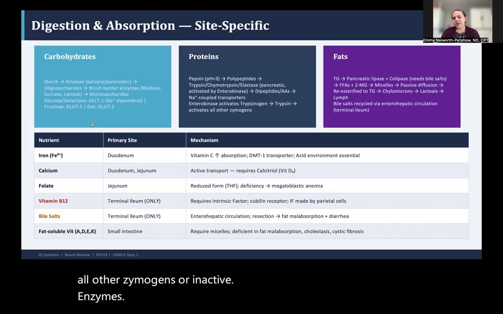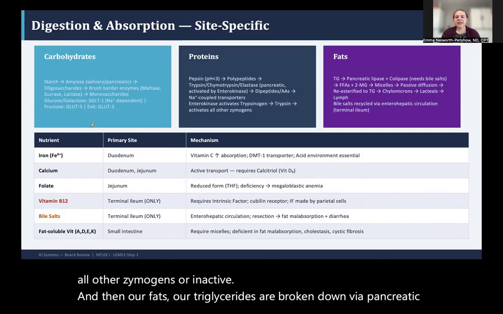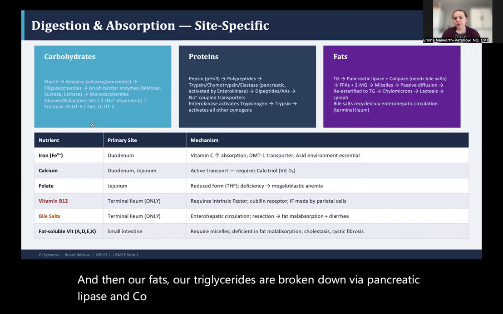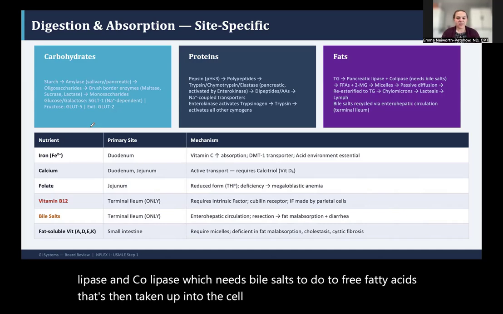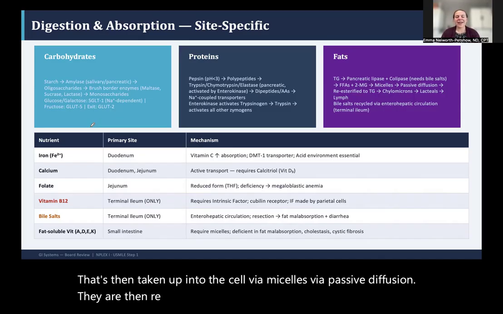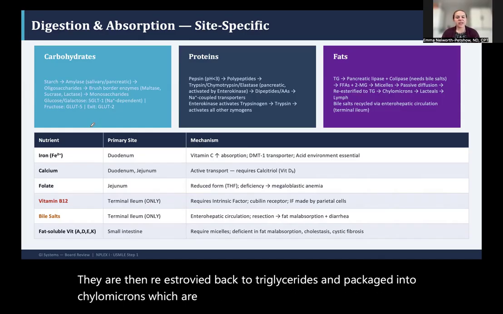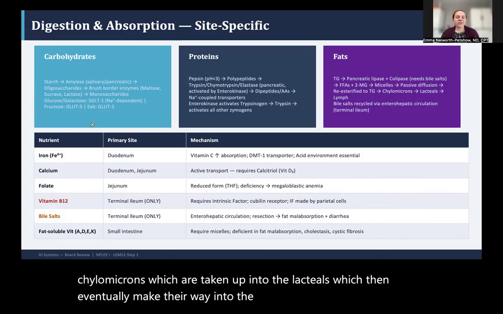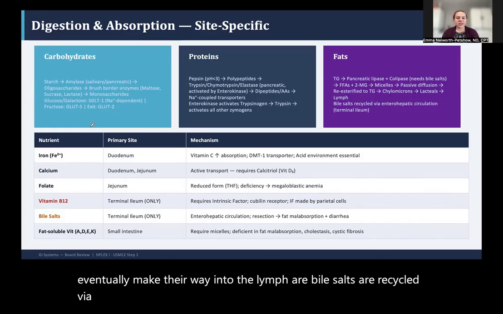And then our fats, our triglycerides, are broken down via pancreatic lipase and colipase, which needs bile salts, to free fatty acids. That's then taken up into the cell via micelles, via passive diffusion. They are then re-esterified back to triglycerides and packaged into chylomicrons, which are taken up into the lacteals, which then eventually make their way into the lymph. Our bile salts are recycled via our enterohepatic circulation in the terminal ileum.